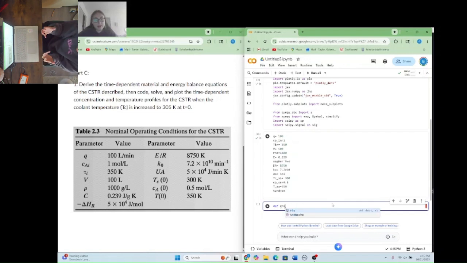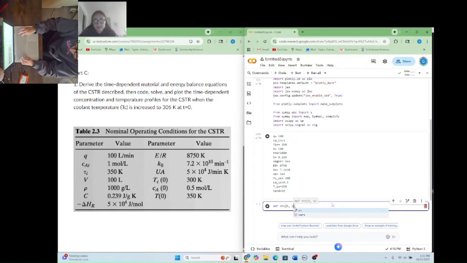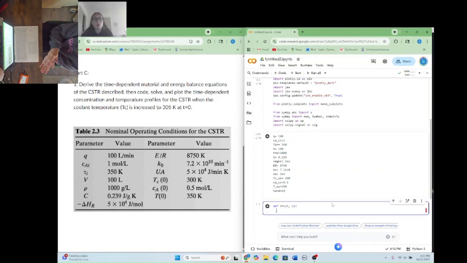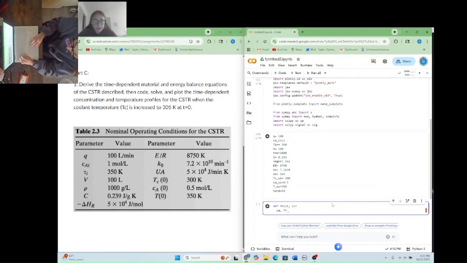Okay, so the first thing that we want to do is derive our right-hand side. So define our right-hand side, and then these are given by our time and a vector, right? The problem is asking for the relationship between the concentration and temperature profiles of this CSTR. So the values we want are based off of our C, our concentration, and our temperature. These are our variables, right? So V for the vector, not the volume, to make sure you do that.